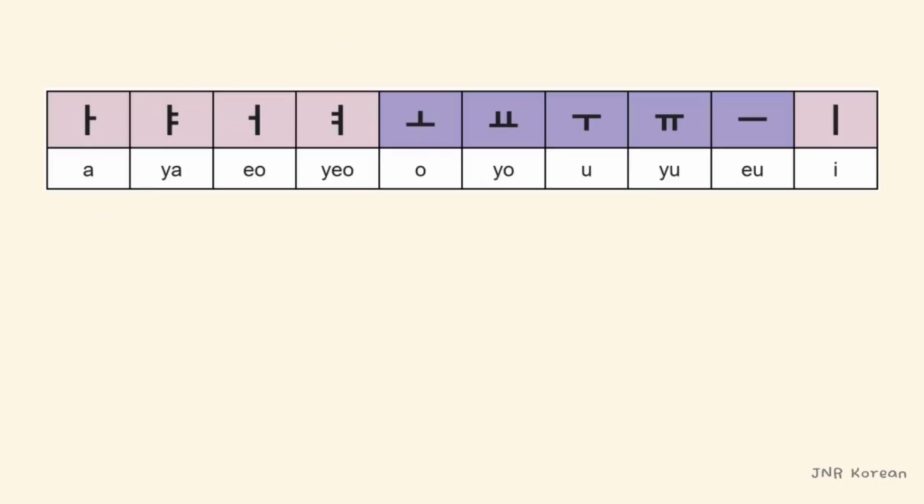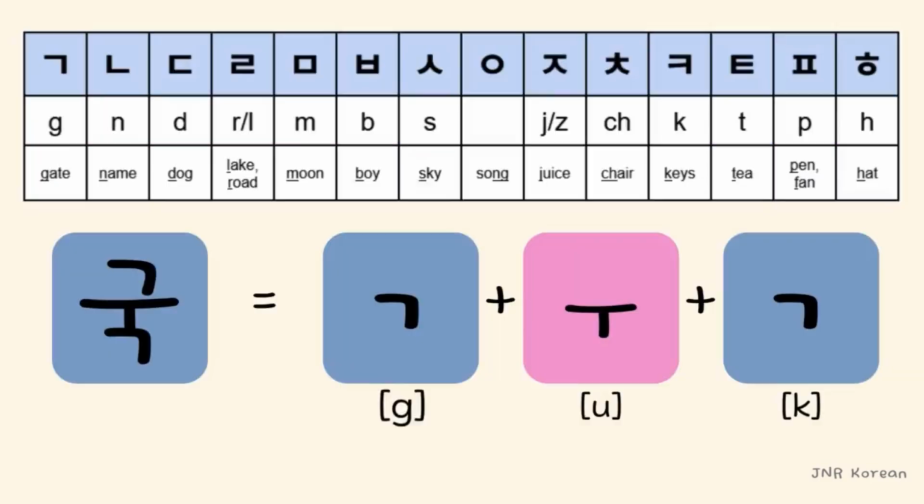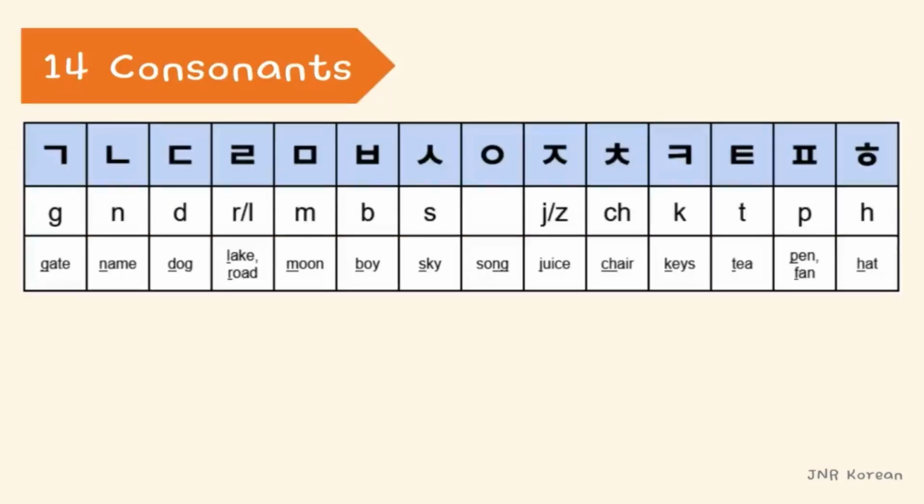Continuing from what we learned about vowels last time, today we will learn about basic consonants. Consonants are pronounced differently when they are in the initial consonant position and when they are in the final consonant position, which is called 받침 in Korean. Today, we'll learn about the basic pronunciation of consonants only, and we'll learn about final consonants in detail in chapter 4. Now, let's look at the 14 consonants one by one.